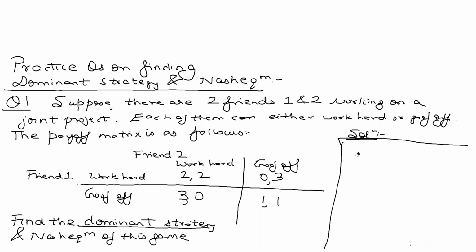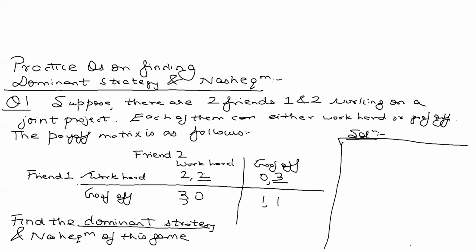So we see whether each of these is a Nash equilibrium. Is work hard, work hard a Nash equilibrium? Recall the definition of Nash equilibrium: every player's action should be the best response to the other player's action. Now when friend 1 works hard, what does friend 2 do? Friend 2 goofs off, right? When friend 1 works hard, friend 2 will goof off because 3 is more than 2.